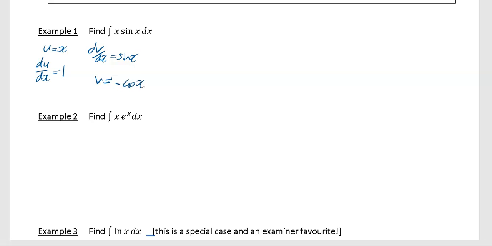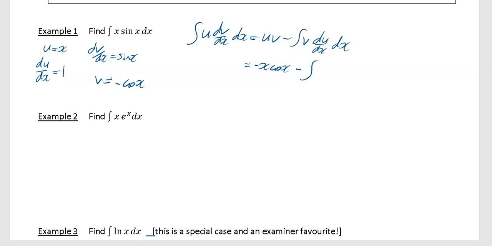Okay, because we're just new to this, we're going to write down the formula every time. So u dv by dx integrated with respect to x is equal to uv minus the integral of v du by dx integrated with respect to x. Here, our u was x, and our v was minus cos x. So uv is going to be minus x cos x, then minus, and my v was minus cos x, and my du by dx was 1, so we don't need to write it in.